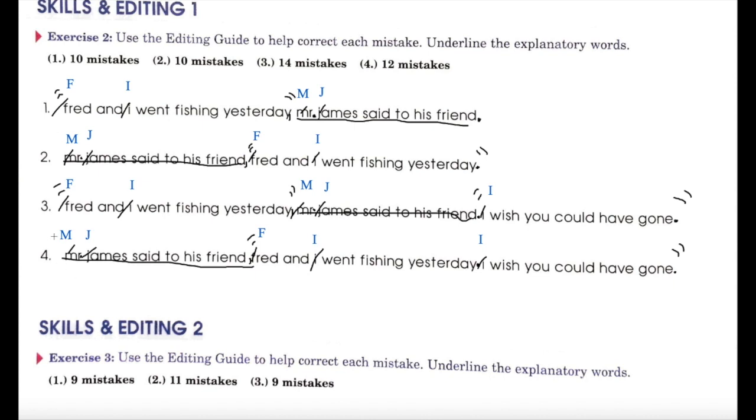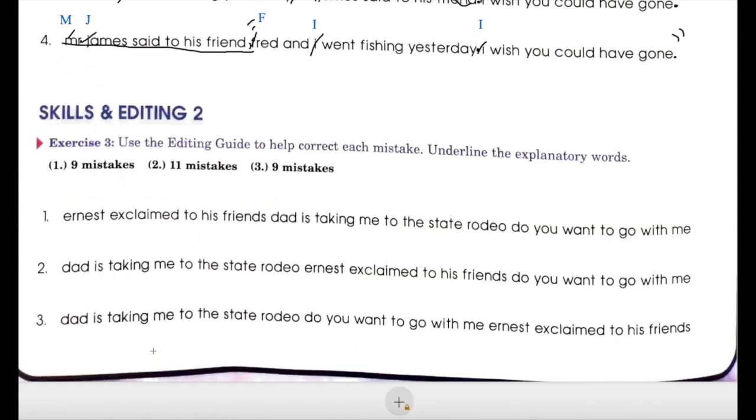Let's count our mistakes. 1, 2, 3, 4, 5, 6, 7, 8, 9, 10, 11, 12. All right, we have them all. Skills in editing 2. Exercise 3. Use the editing guide to help correct each mistake. Underline the explanatory words. Ernest exclaimed to his friends, Dad is taking me to the state rodeo. Do you want to go with me?